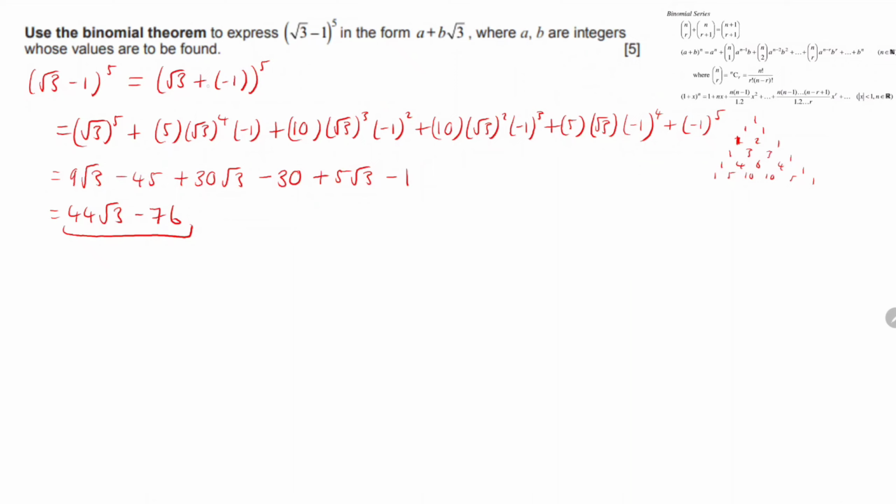Again, I would have made a plus and attached the minus to the 1 in here. Again, the effect of that is going to be making every other term a negative. The first term, root 3 to the power of 5 gives you 9 root 3. The second term becomes negative because of the minus 1. The third term will be positive because minus 1 squared is positive 1. And hopefully you end up with 44 root 3 minus 76.